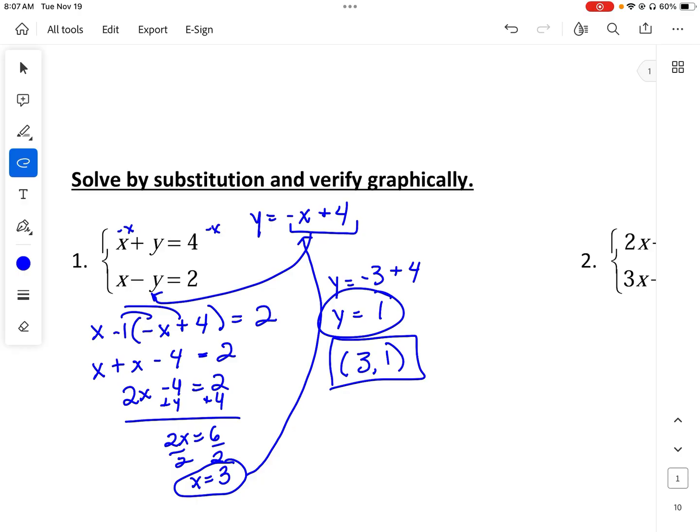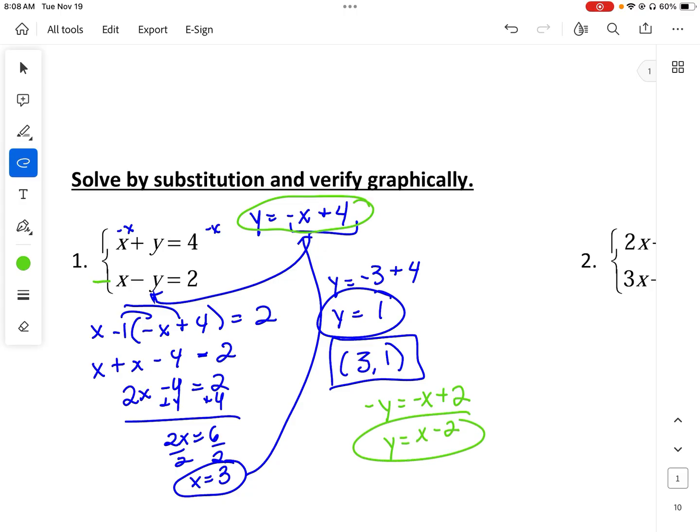So we want to verify using the calculator by graphing. In order to graph it, we have to have it in the y equals form. So we already have this one. We need to solve this other one in y equals form. So it would be negative y equals -x plus 2. And then we divide by a -1, so y equals x minus 2. I'm going to put both of those into the calculator and make sure that they do, in fact, cross at the solution that we came up with, 3, 1.